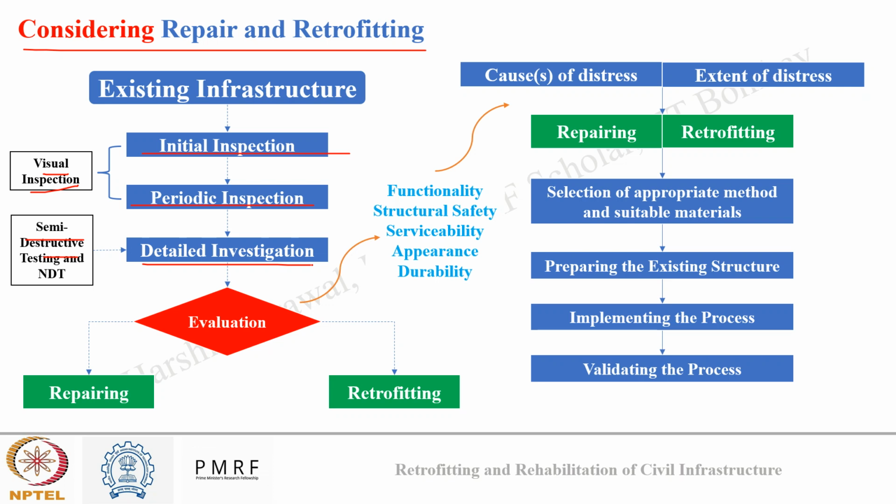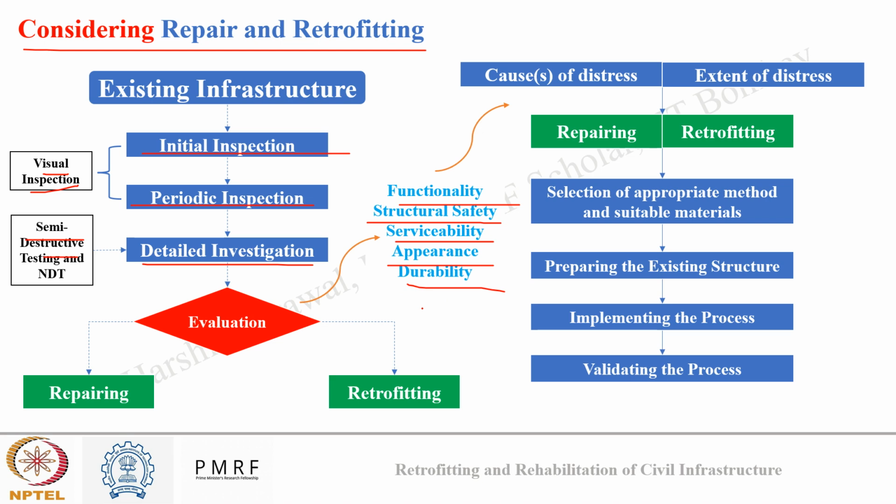Based on the results obtained from the testing, we scale the evaluation on the basis of five parameters: functionality, whether my structure has hampered its functional use or not; structural safety, whether my structure has endangered the safety of residents or not; serviceability, whether my structure can continue to provide the service or not; appearance, whether my structure's aesthetic has been affected or not; and durability, whether it has influenced the service life of the structure or not. So suppose I am getting a certain data set from the investigation.